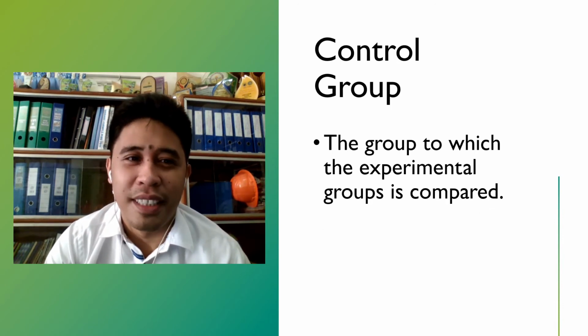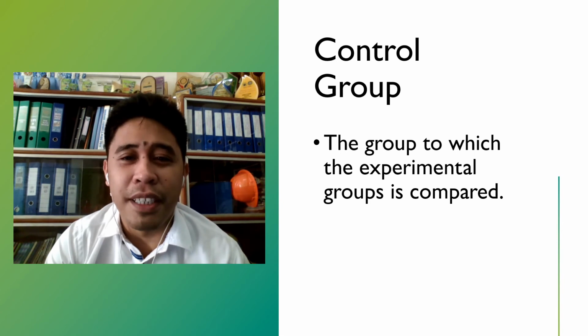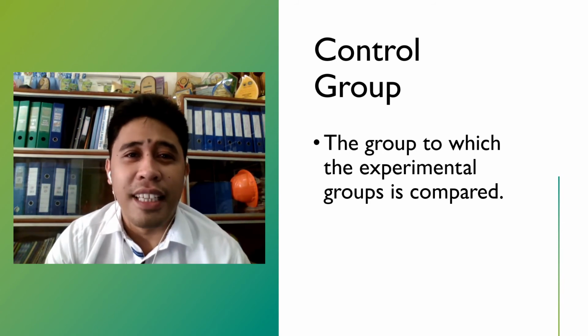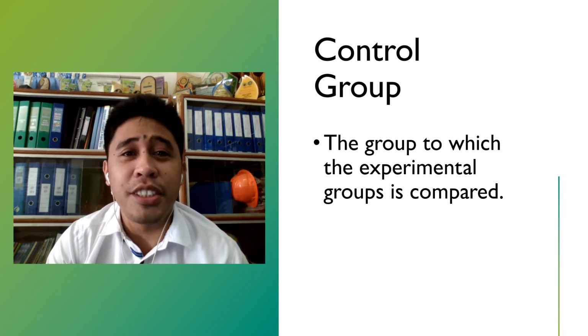Control group. The group to which the experimental groups is compared. The control group receives the exact treatment as the experimental group, except it does not receive the change of the independent variable. Having a control group in an experiment is necessary to achieve a fair test.